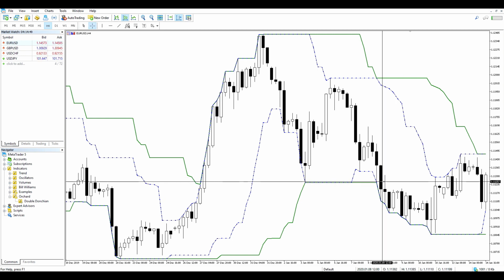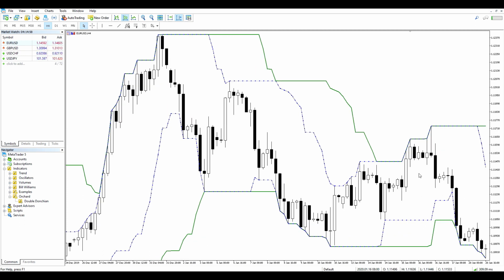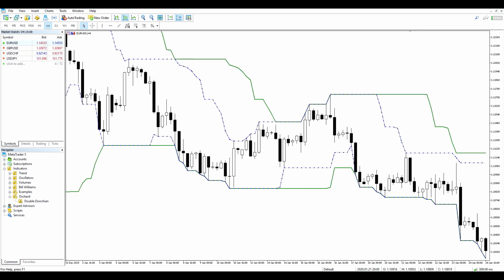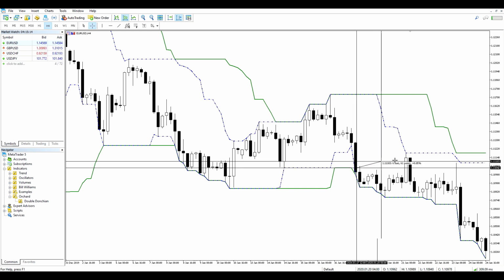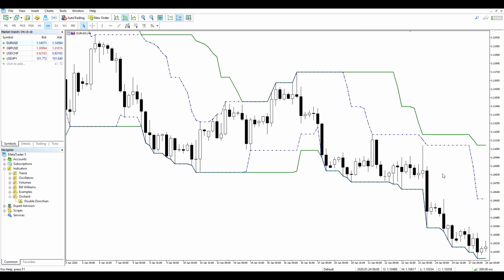A sell trade here for a small loss of 40 points. Another losing trade, we've taken a buy trade here for a loss of 226 points. Another losing trade entry there for a loss of 143 points.